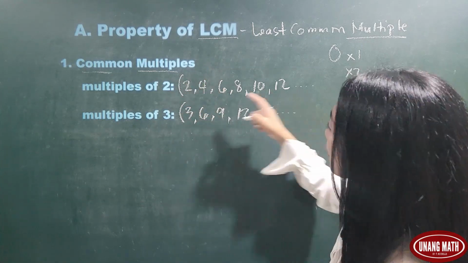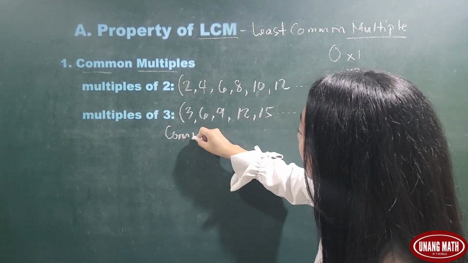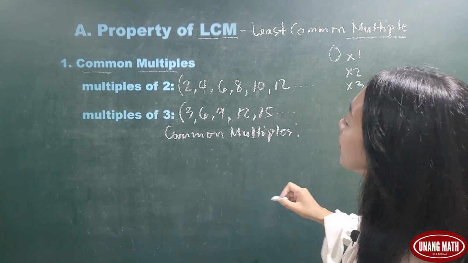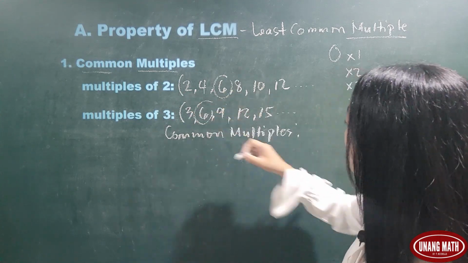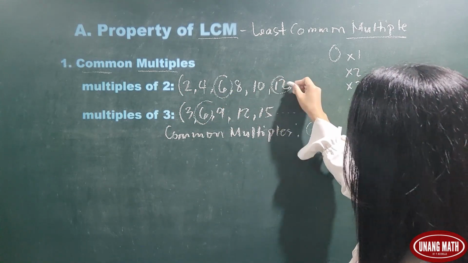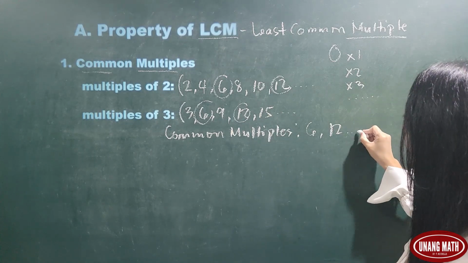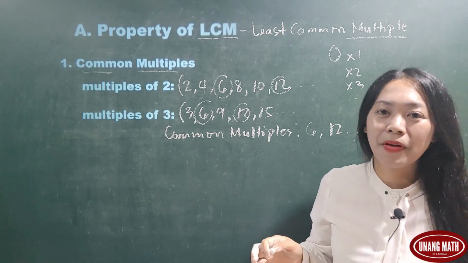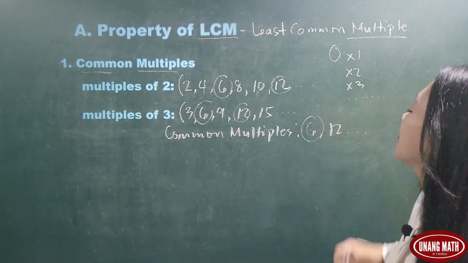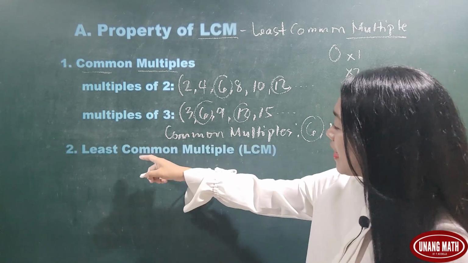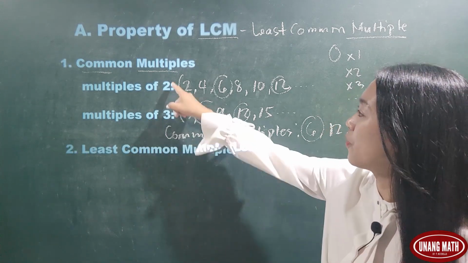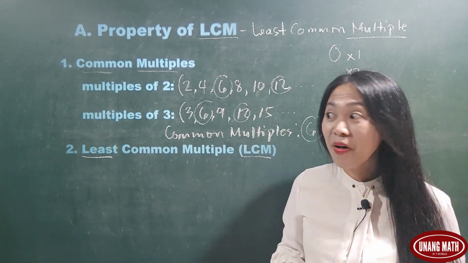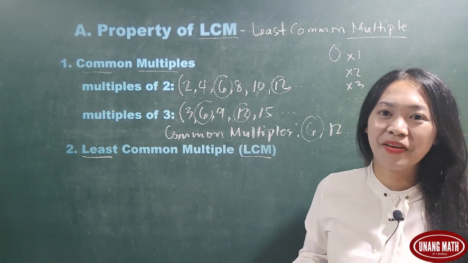Among these multiples of 2 and 3, what are common multiples? Okay, let's check. 6 is a common multiple of 2 and 3. What else? 12 is also a common multiple of 2 and 3. And among these common multiples, what number is the smallest? 6 is the smallest, so 6 is the least common multiple or LCM of 2 and 3. From the word least, it means this is the smallest common multiple of numbers.